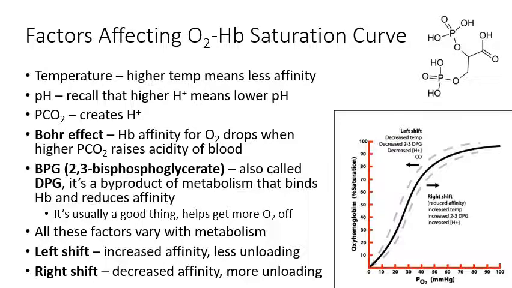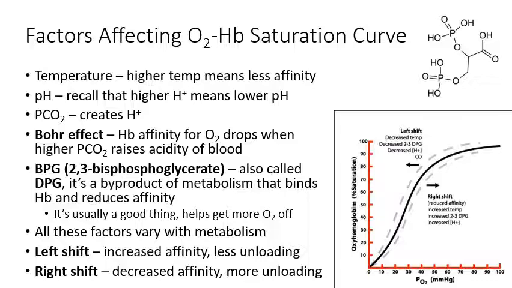Okay, so here are the other factors that affect the oxygen hemoglobin saturation curve. First, you have temperature. The more temperature you have, the less affinity hemoglobin has for oxygen. Actually, it's the other way around: when molecules start moving faster, the temperature goes up, because temperature is actually just a measure of the movement of molecules. When molecules are moving fast, it's harder for them to grab each other, so the affinity will go down in high temperatures.